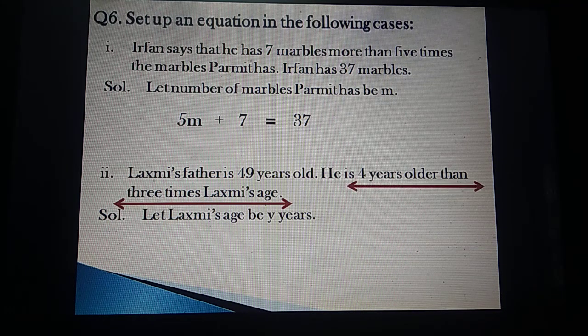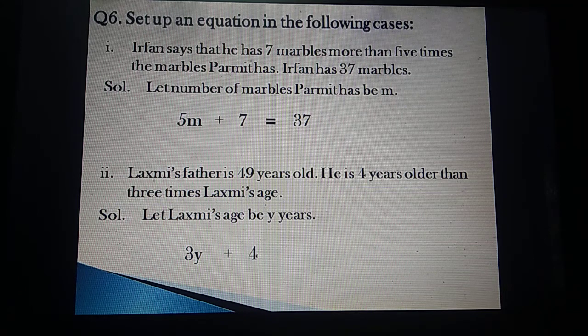Now when you relate, the statement is 4 years older than 3 times Lakshmi's age. 3 times means 3Y. 4 years older means plus 4. The final age of Lakshmi's father is 49. It means this expression is equal to 49. This is your final equation.